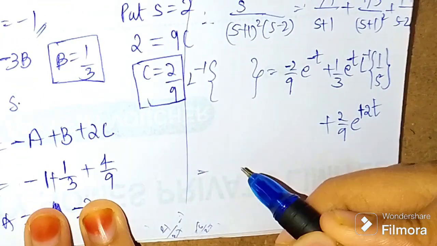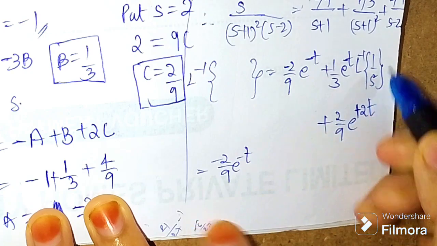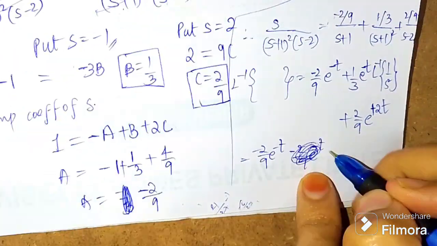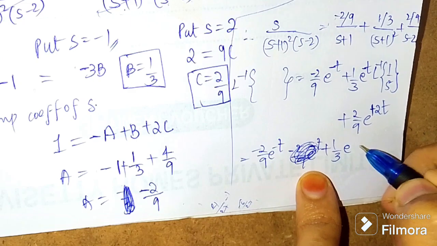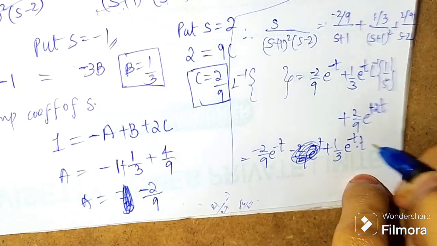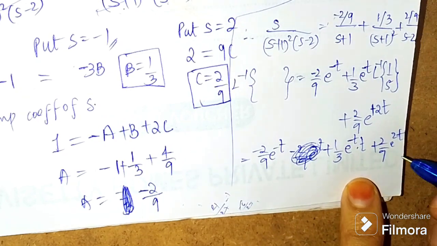Okay, so what is the final answer? Minus 2 by 9 e power minus t, plus 1 by 3 e power minus t into the Laplace inverse of 1 by s squared, which is t, plus 2 by 9 e power 2t. So this is your final answer.